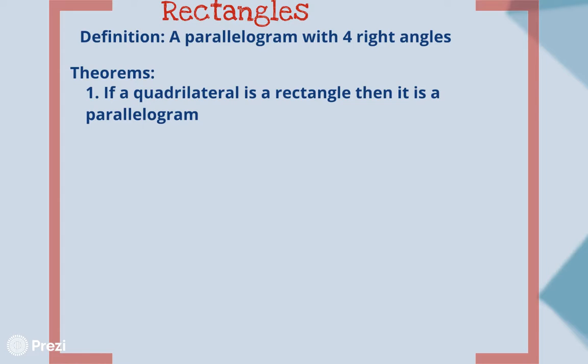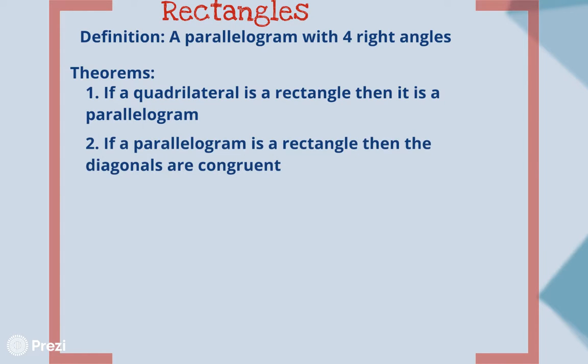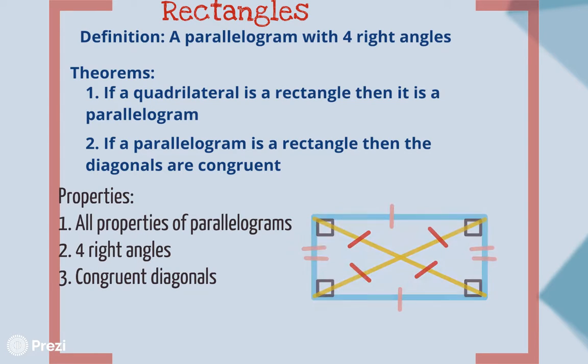So if a quadrilateral is a rectangle, then it has to be a parallelogram because we already know that a rectangle is a special kind of parallelogram. Okay, so a rectangle is always a parallelogram, but is a parallelogram always a rectangle? That's something you need to chew on. All right, number two, if a parallelogram is a rectangle, then the diagonals are congruent. So that will lead into our properties.